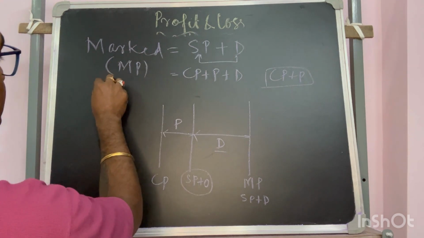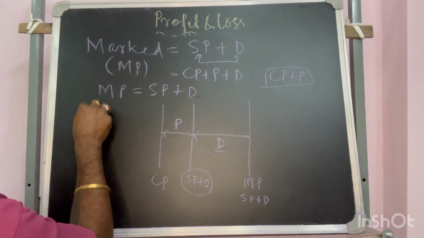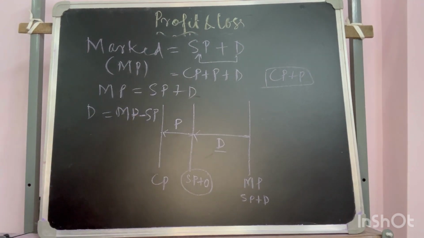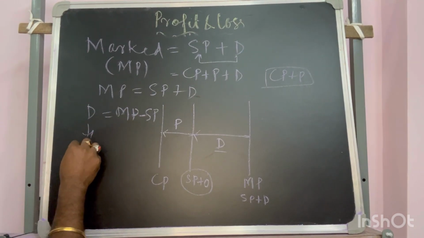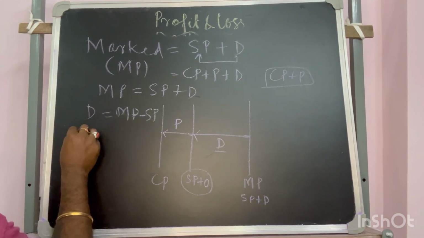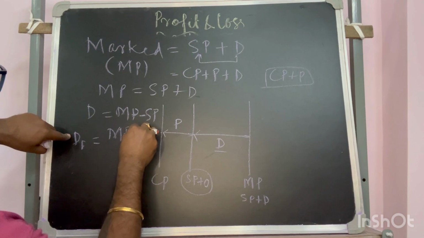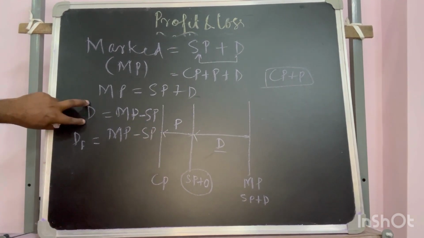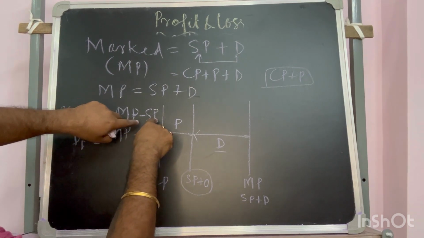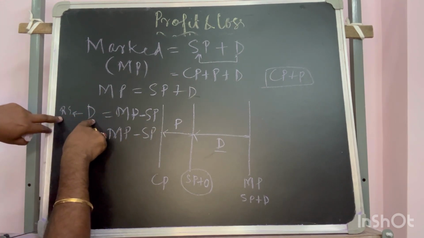Because from this equation, market price is equal to sale price plus D. So D is market price minus sale price. Now if D is given 100%, you will not understand here. So D fraction, that means how much fraction it is. D is in rupees, you can say. This is market price, mark price minus sale price. You will get it after giving that much of discount in rupees.